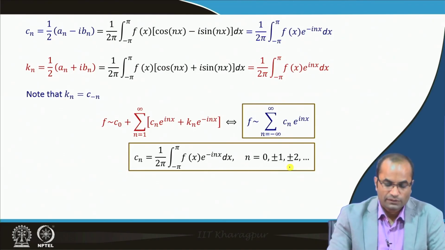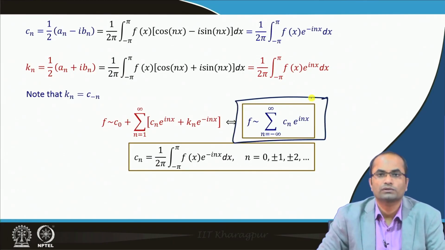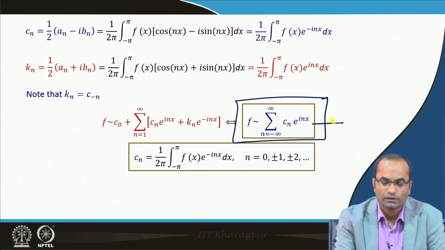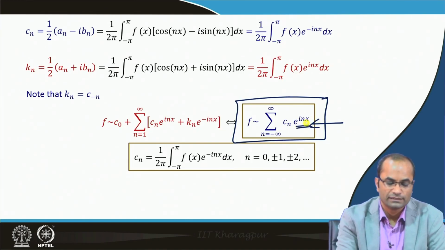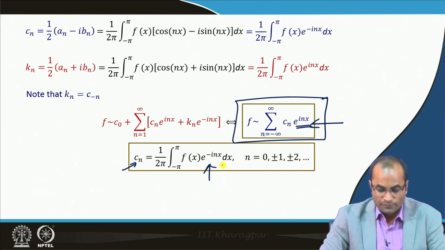So, this is the compact form of the Fourier series, much better than having those cos and sin. It is written in a very compact form, c_n e^(inx), and then c_n will be given by this integral. So, we do not have two coefficients now, only one coefficient is serving the purpose.